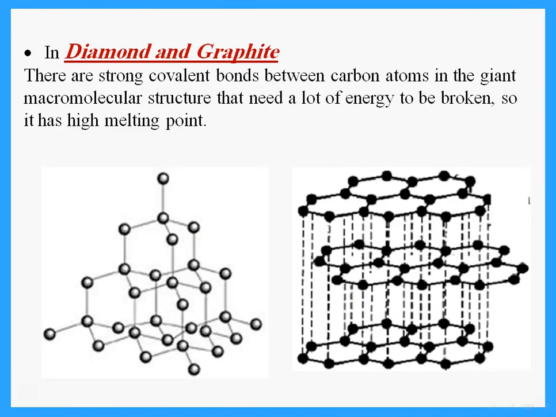Okay, we talked about diamond and graphite. And remember that we said diamond and graphite are also giant three-dimensional structures. Here they have strong covalent bonds between the carbon atoms. And this means that each covalent bond needs to be broken in order for these molecules or these elements to melt. Now, that needs a lot of energy, and that means that these giant covalent molecules have a high melting point.